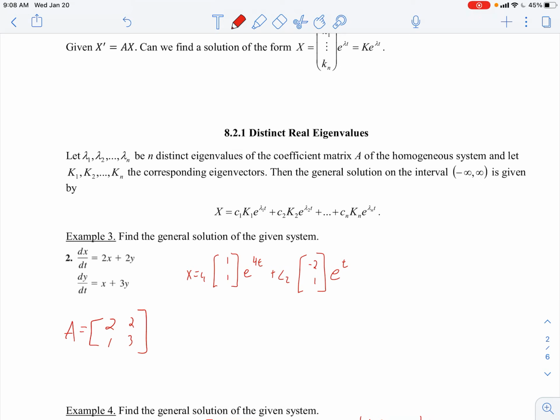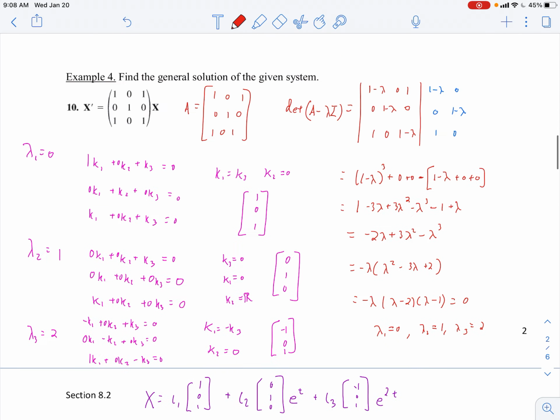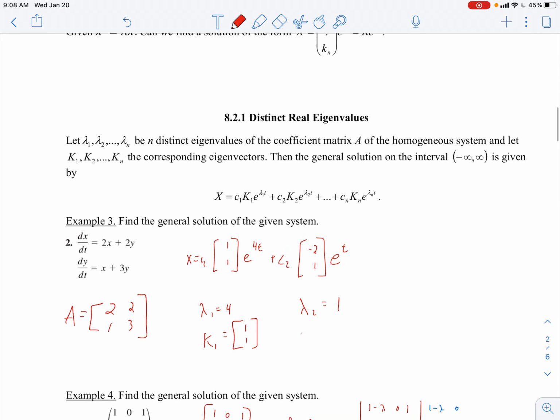again. So we said that lambda sub 1 was equal to 4, and the eigenvector that corresponded to that was 1, 1. And then we also had lambda sub 2 was 1, and k sub 2, the corresponding eigenvector, was negative 2, 1.